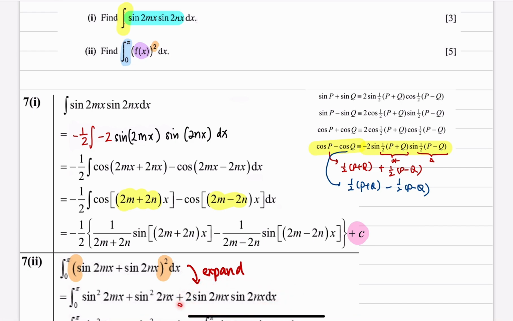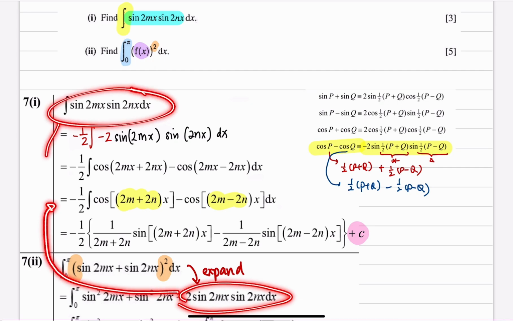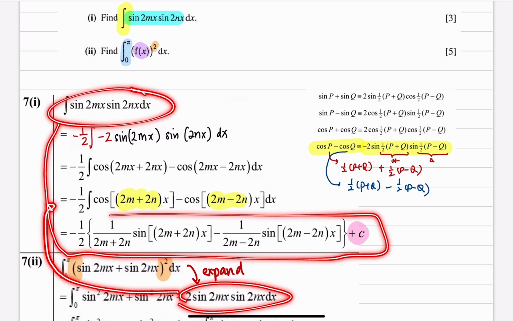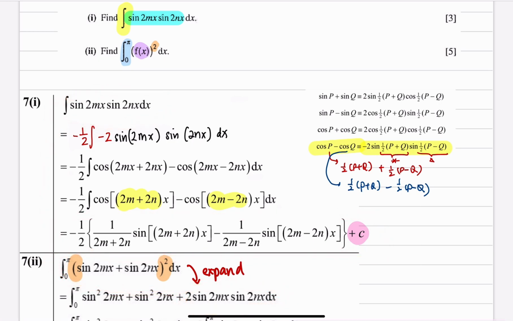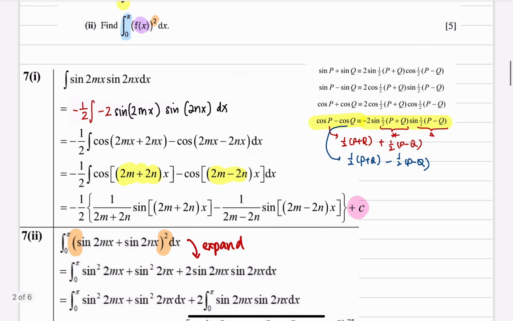Now, if you're asked to integrate this, do you realize that actually we have done this similar integration here? And this is our answer. Okay, so somehow we can use part 1 answer. We need not redo the entire thing all over again. So what I will do now is to split the integral up into two integrals.